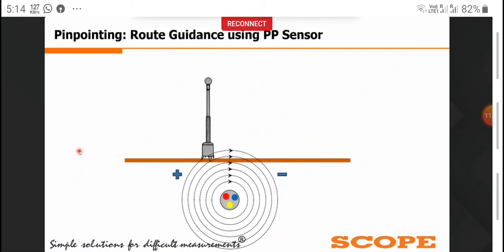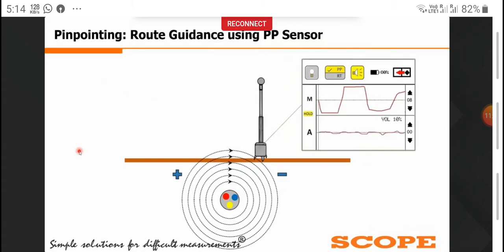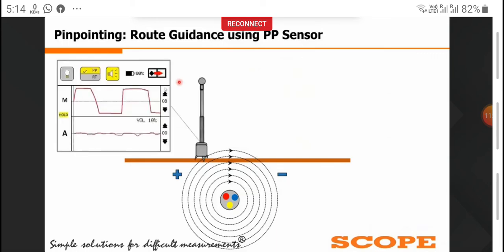Also, in the same corner you can see an arrow indicating the next position of the sensor. The black dot indicates the sensor position, the center line indicates the position of the cable, and the arrow indicates the next direction in which I have to move the sensor.